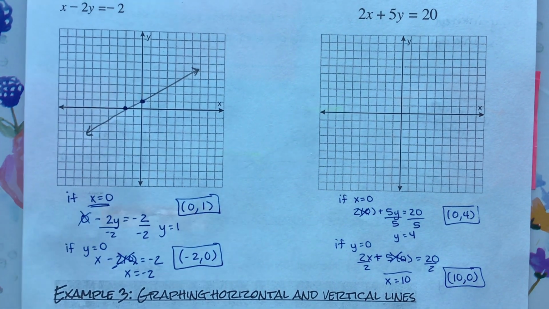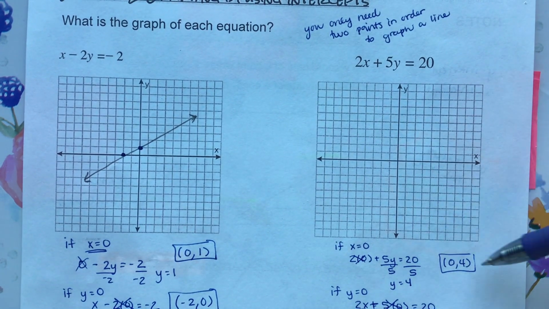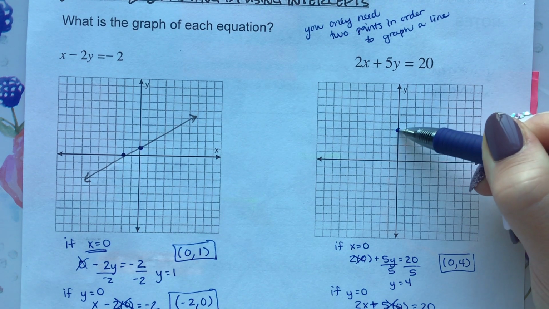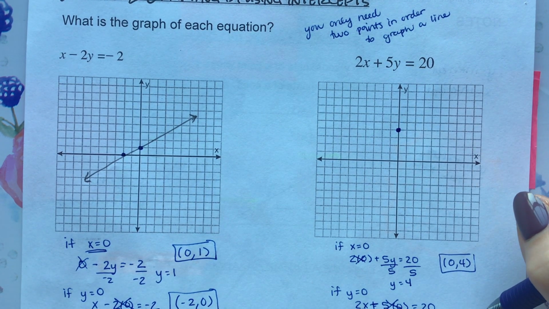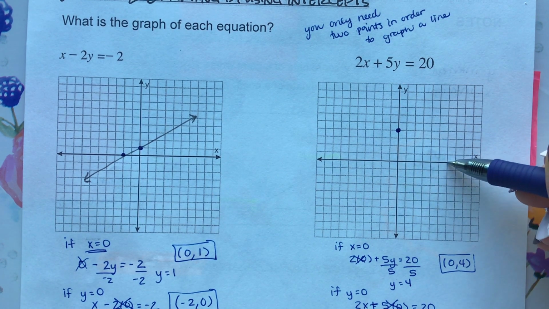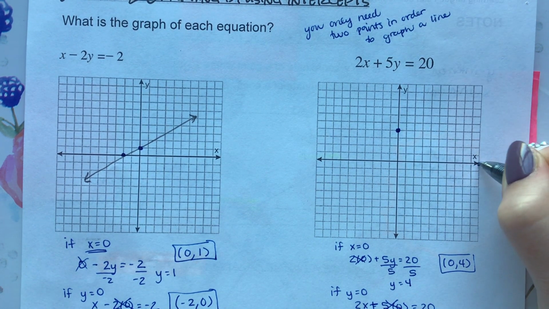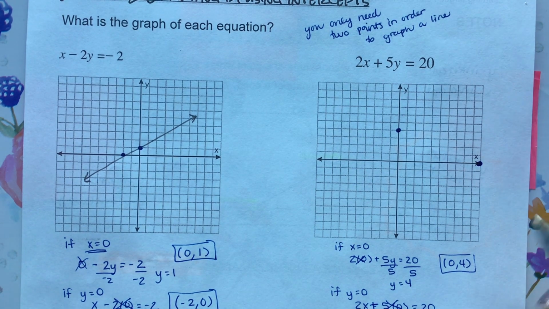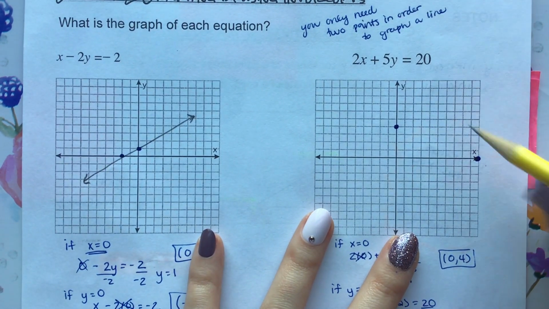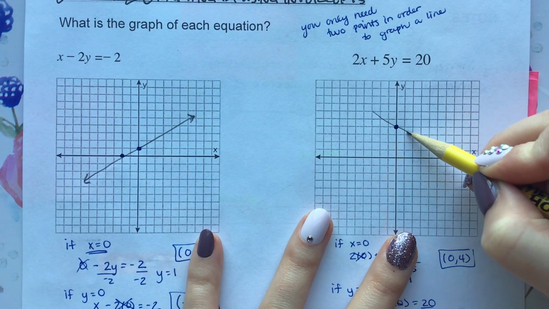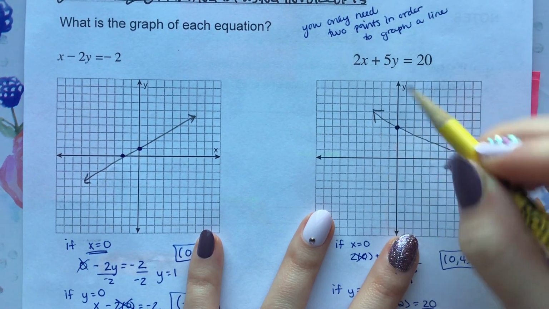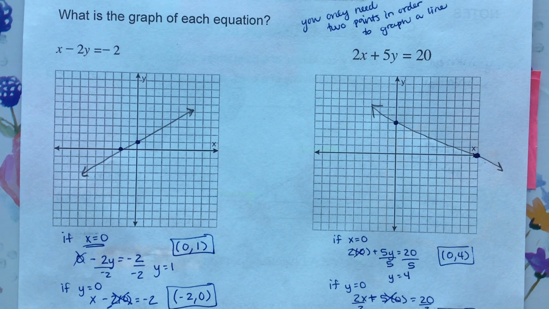Let's plot those on our coordinate plane now. So 0, comma 4 is left and right none, and then up 4. 1, 2, 3, 4. 10, comma 0 is going to be to the right 10. 1, 2, 3, 4, 5, 6, 7, 8, 9, 10. Barely on the graph, but it's on there. And then up and down none. Then we connect our points. And there's our line.